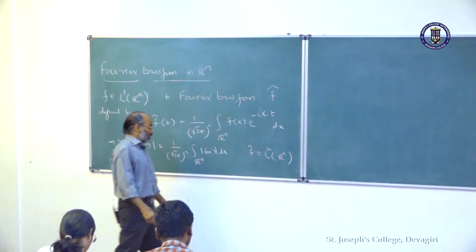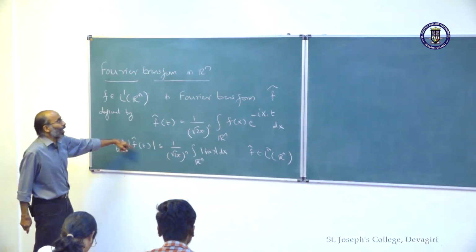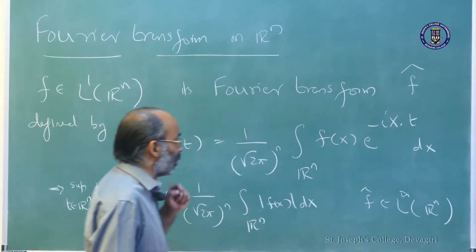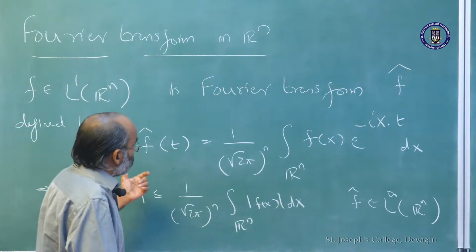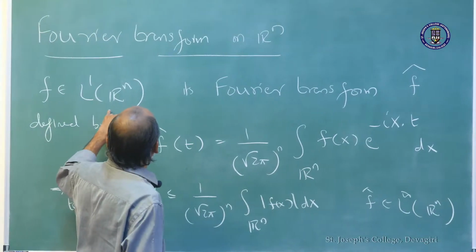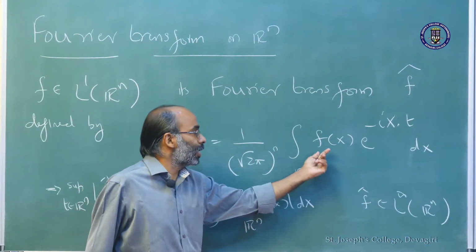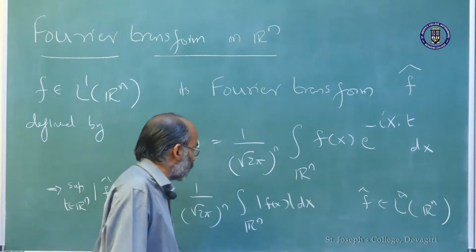So, if I start with an L1 function and take the Fourier transform, I am going to land in L infinity. Well, it is slightly more than that, that is what we will prove next. So, you can think of this as a linear operator from L1 of Rn to L infinity of Rn for the time being. It is a linear operator. If I change f to f1 plus f2, it becomes the sum of the Fourier transforms.